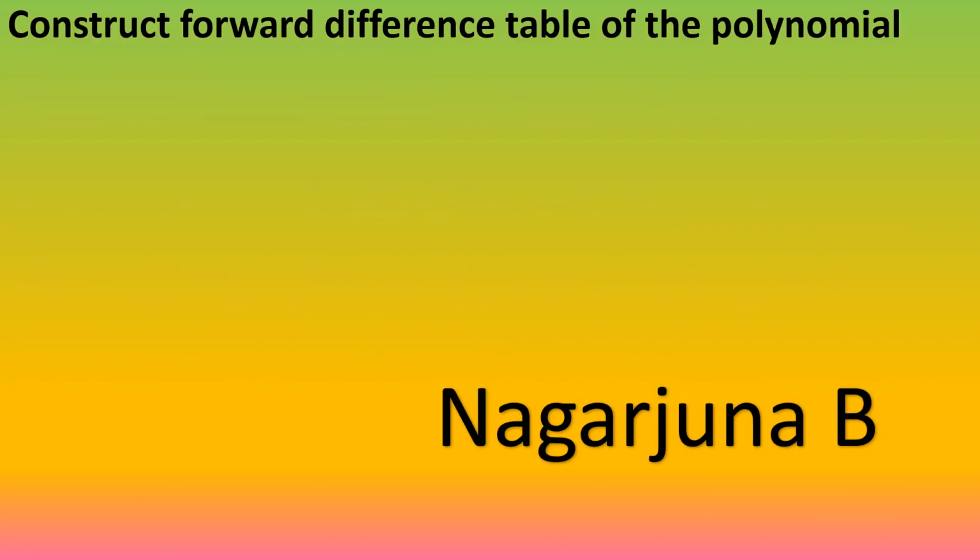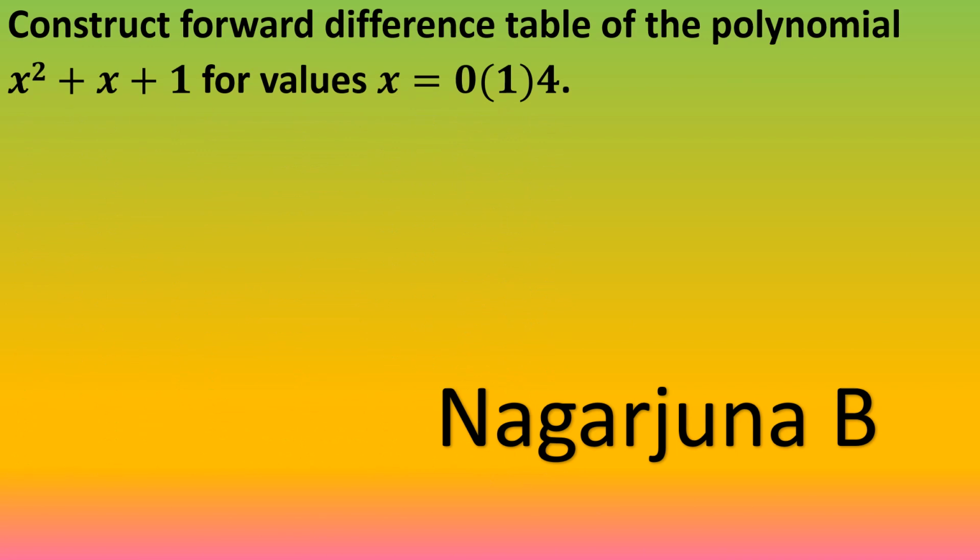Construct the forward difference table of the polynomial x square plus x plus 1 for values x is equal to 0(1)4. That means the values of x should start from 0 and end at 4. To move from 0 to 4, you need to increment the value of x by 1. That means the first value will be 0, then the next value will be 0 plus 1, that means 1, then again 1 plus 1, 2, 2 plus 1, 3, 3 plus 1, 4. At 4 you need to stop.